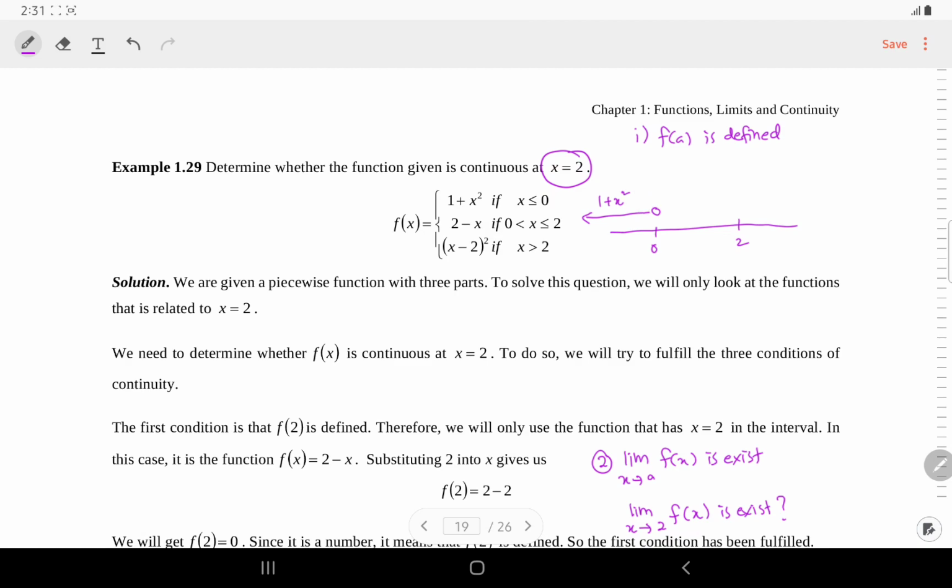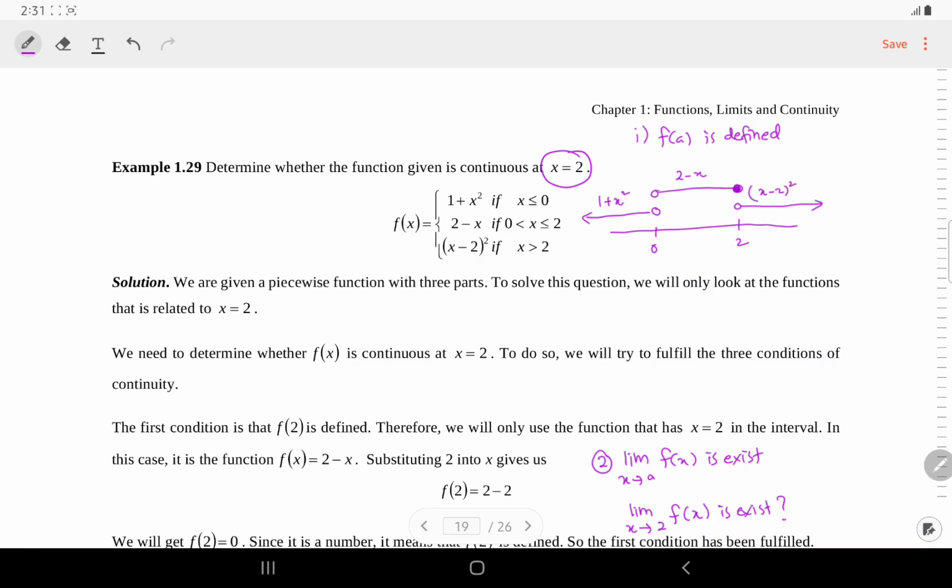Okay, and then if the value of x is between 0 and 2, and equal to 2, meaning from here to here and including 2, we need to use the function of 2 minus x. And then if the value of x is larger than 2, meaning from here to the right, we need to use the function of x minus 2 square.